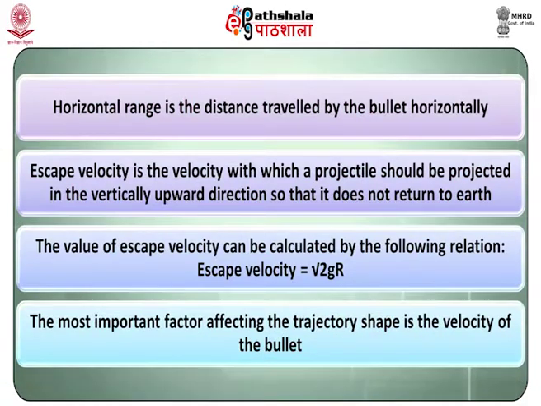Horizontal range is the distance traveled by the bullet horizontally. Escape velocity is the velocity with which a projectile should be projected in the vertical upward direction so that it does not return to earth. Then from this chapter, we have learned that the value of escape velocity can be calculated by the relation escape velocity is equal to the square root of 2gr. And lastly, from this chapter, we have learned that the most important factor affecting the trajectory shape is the velocity of the bullet.